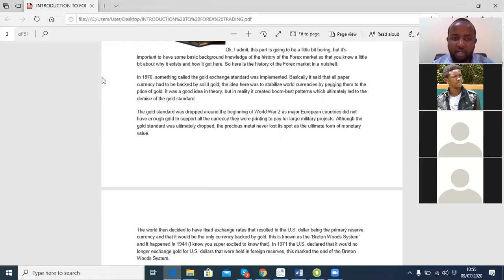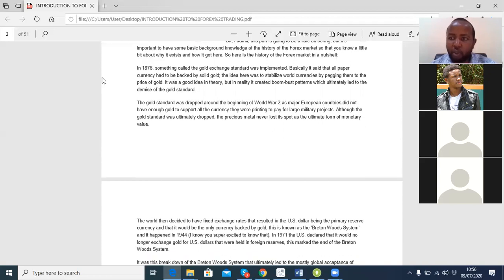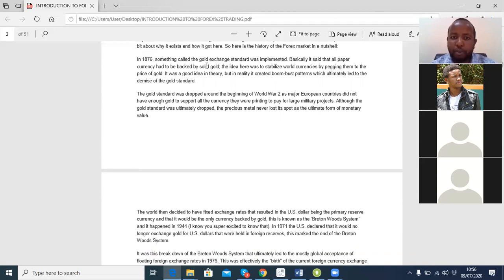So in 1876, something called the gold standard was established or implemented. I think that was almost 140 or 144 years ago. Basically it said that all paper currency had to be backed by solid gold. The idea was to stabilize the world currencies by pegging them to the price of gold. So basically all paper currency was pegged to the price of gold.